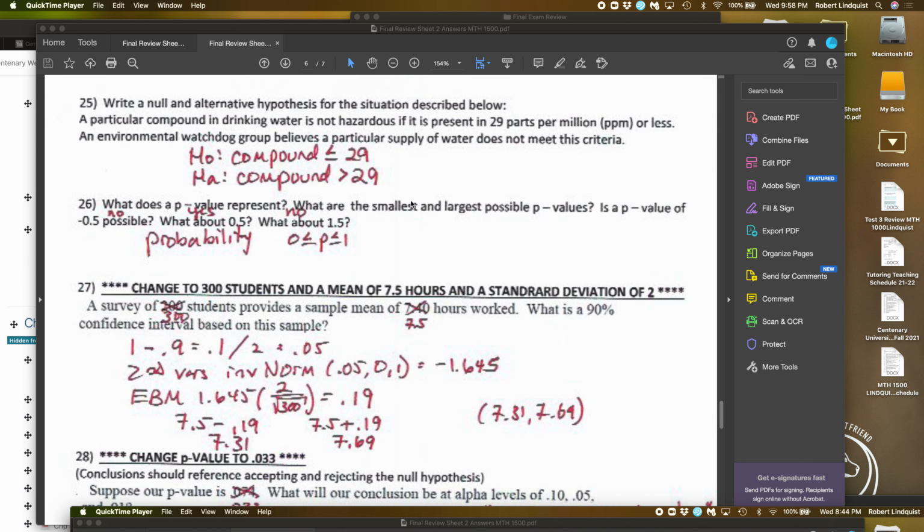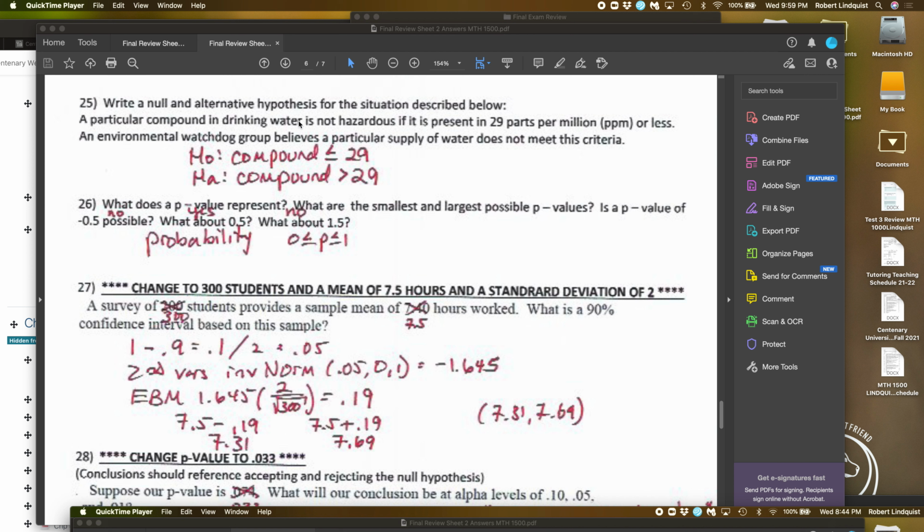All right, let's go over numbers 25 through 30 now from Final Exam Review 2. Write a null and an alternative hypothesis for the situation described above. The thing I want you to always have in the back of your mind is that the null is always the one with the equal sign. The equal sign never goes to the alternative.